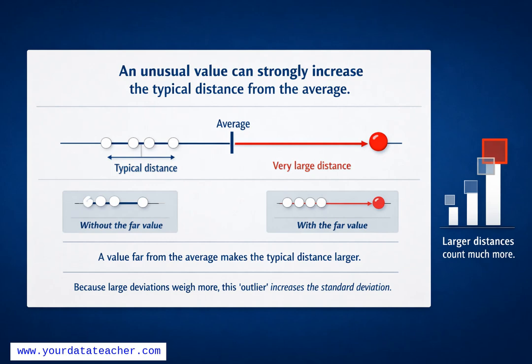Now focus on the 8. It's much farther to the right, clearly separated from the cluster. Its distance from the mean is large. And when we square that large distance, it becomes a very big contribution to the overall variability. Because standard deviation is built from these square distances, this single faraway value pushes the standard deviation up. In other words, one unusual day with very long study hours makes the typical distance from the mean noticeably larger.